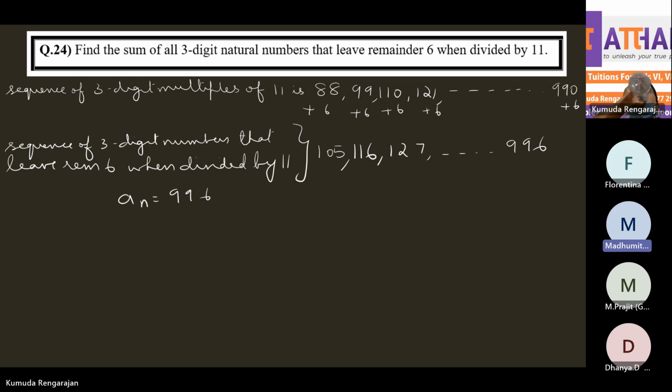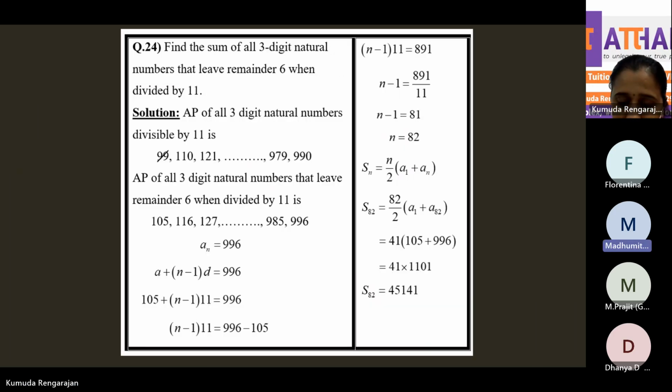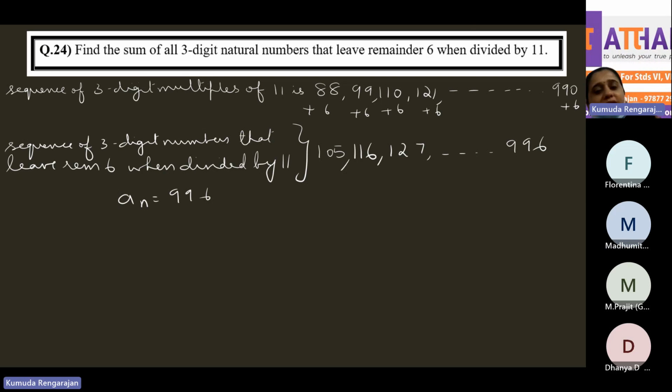Ma'am, the value of n is 82, ma'am. Ma'am, I've also found the final answer, ma'am. What's the answer? 45,141. Oh, very good. You're right.